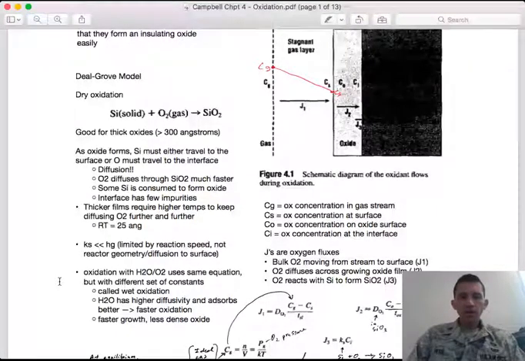And wet oxidation is faster, and so you can grow a thicker oxide layer faster, but the trade-off there is that that oxide layer will be less dense.